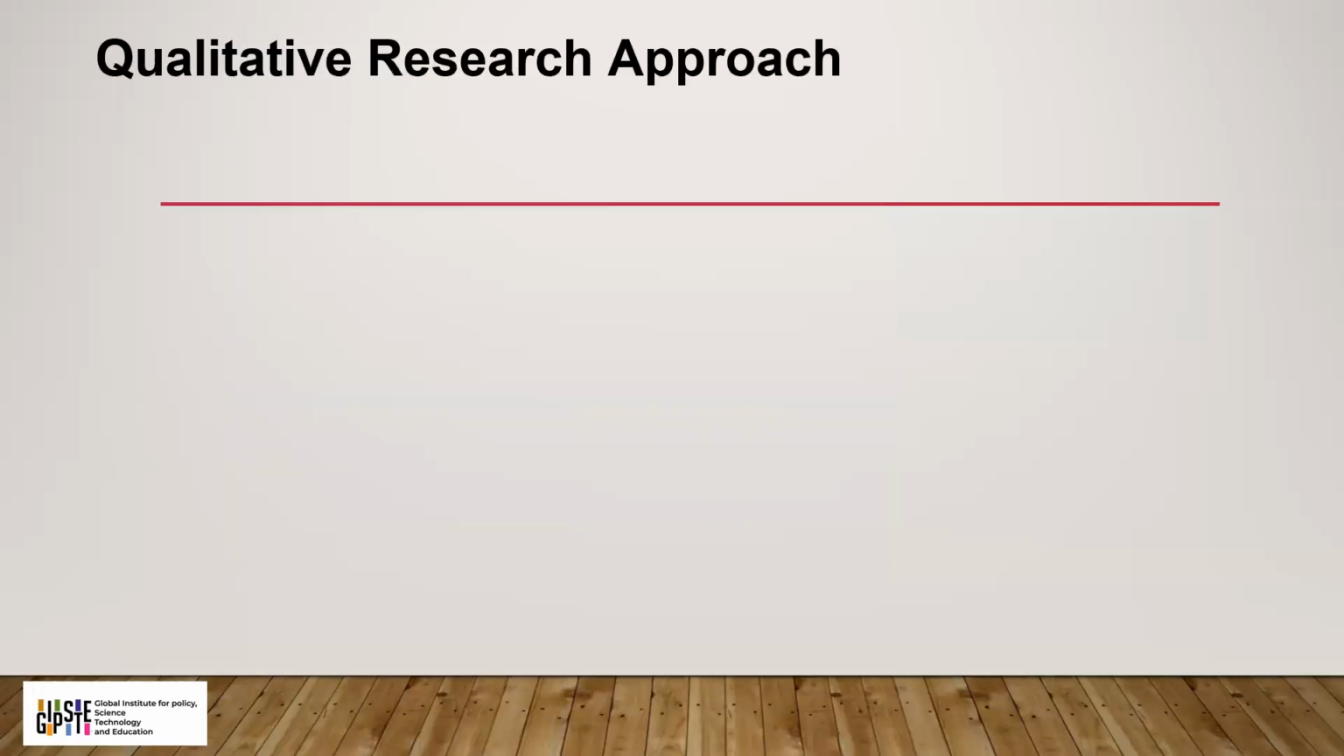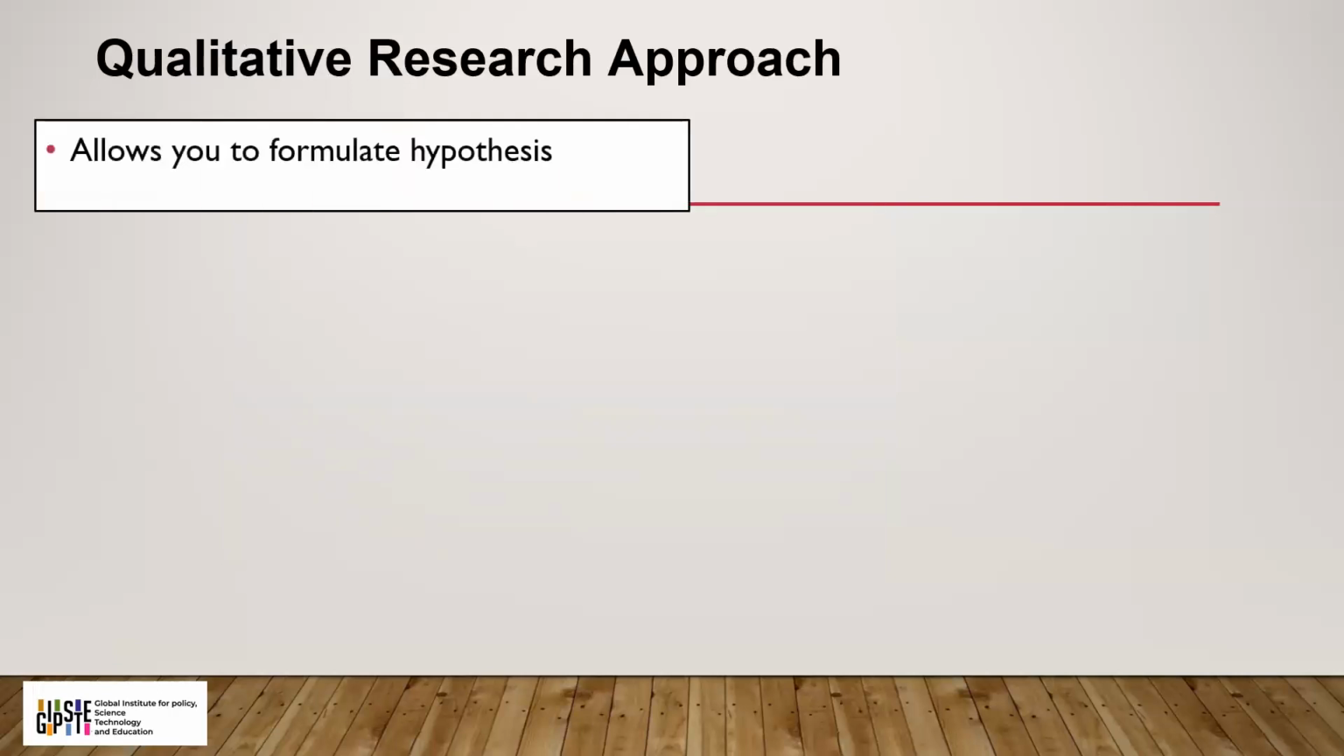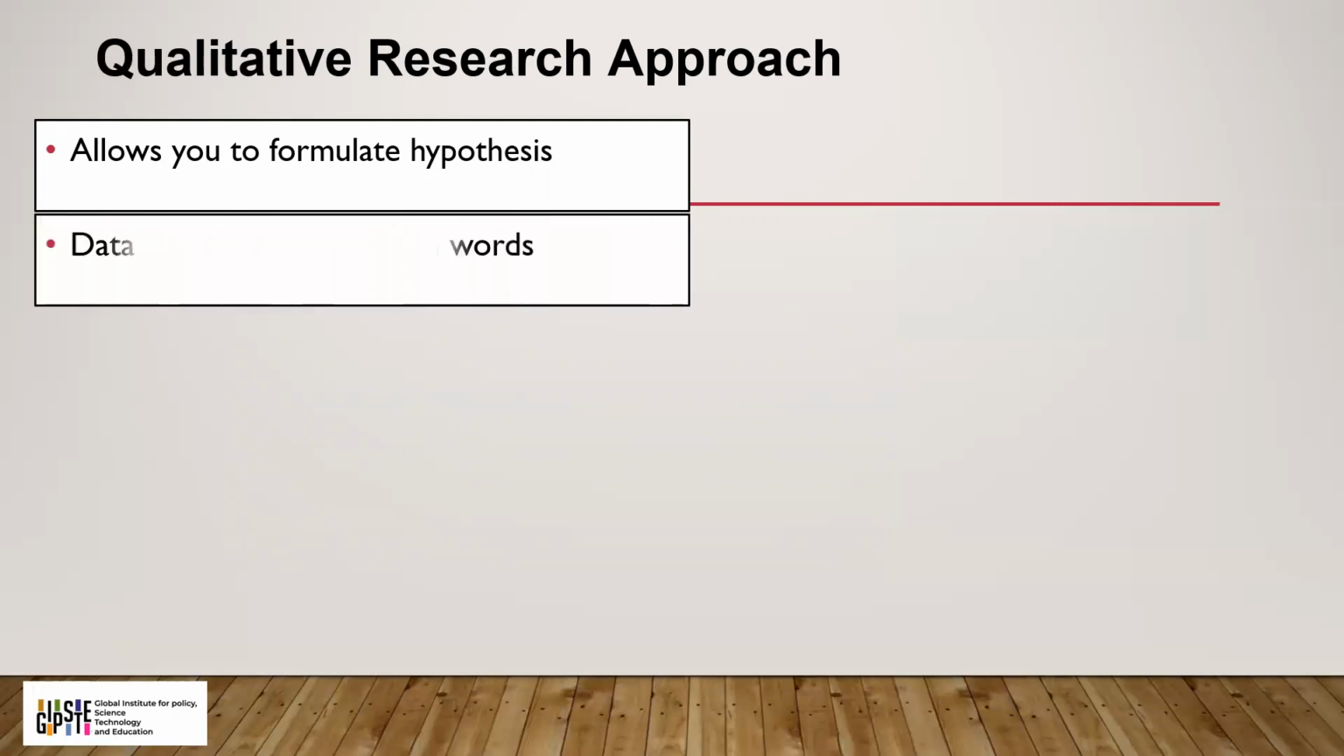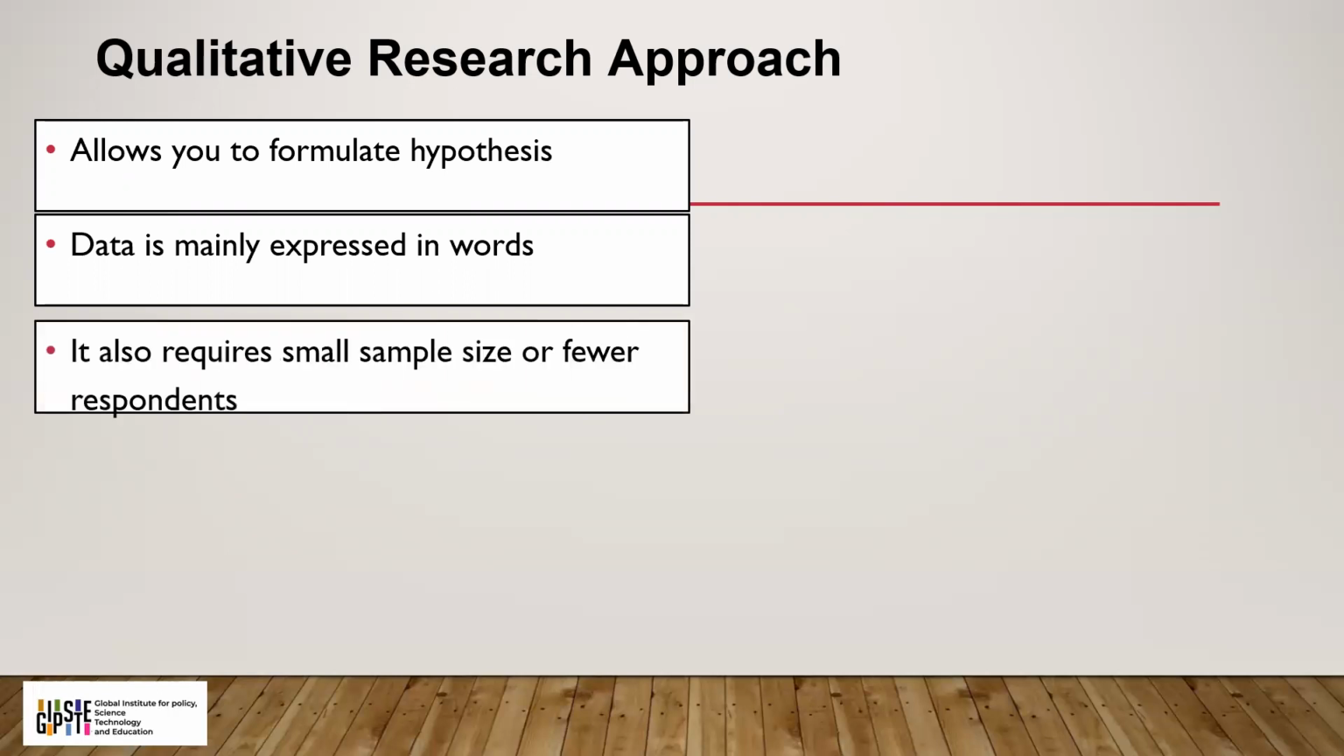Let's look at the qualitative research approach. It allows you as a researcher to formulate hypotheses or theories, while that of the quantitative allows you to test the hypothesis or the theory. Data is mainly expressed in words for qualitative research, but for quantitative, we saw that it is always expressed in numbers and sometimes in graphs. It also requires a small sample size or fewer respondents, maybe 30, 20, depending on the type of study or design that you are looking at.